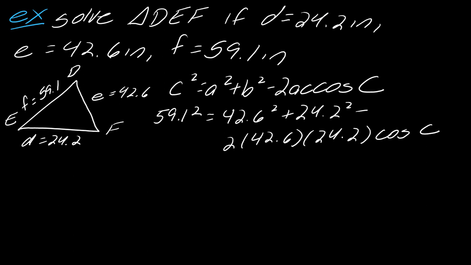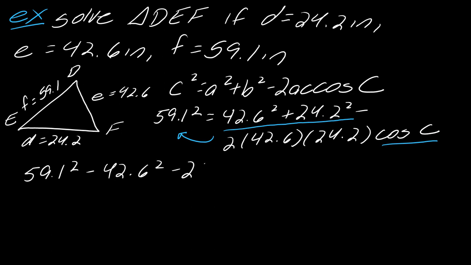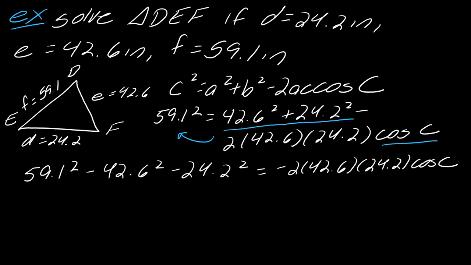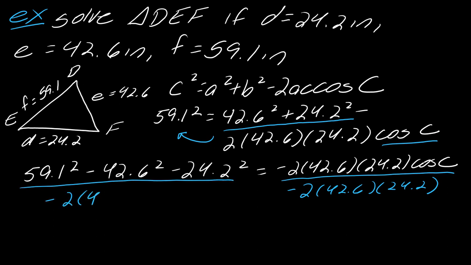So if I wanted to solve for my cosine of c, what would I have to do? Well, I would begin by subtracting off these two pieces here. So I am going to subtract those off to the other side. So let's call this 59.1 squared minus 42.6 squared minus 24.2 squared. And now that equals negative 2 times 42.6 times 24.2 times cosine of c. Okay? And then, to finish getting c by itself, I just need to divide by all of this stuff. And so I'm just going to get all these numbers together so that I can do one calculation in one go. So that's my idea here. Okay, cool. So I need a little space.